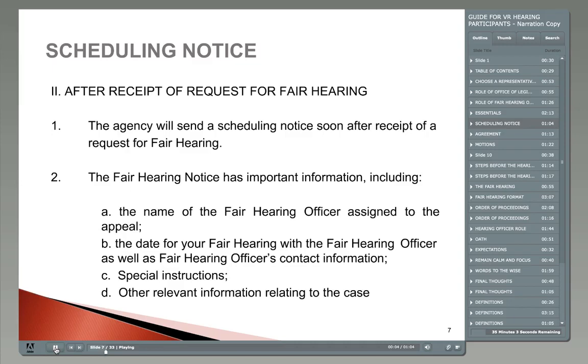So now you've got some questions for witnesses. You've got a scheduling notice. What happens? The agency will send a scheduling notice soon after receipt of a request for fair hearing. The fair hearing notice has important information. It's got the name of the hearing officer, the date of the fair hearing, the fair hearing officer's contact information, any special instructions, and other relevant information to the case.